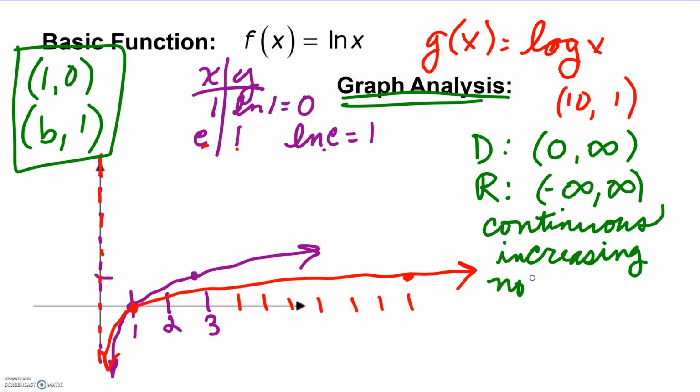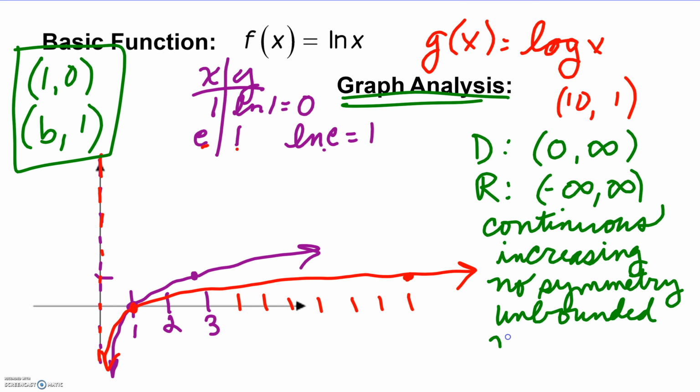There's no symmetry. The graph is unbounded. Remember, a couple chapters ago, we were talking about being bounded above or bounded below. This does not have any such boundary. It goes to positive infinity up in the positive y direction and negative infinity in the negative y direction. So therefore, there are also no extrema.